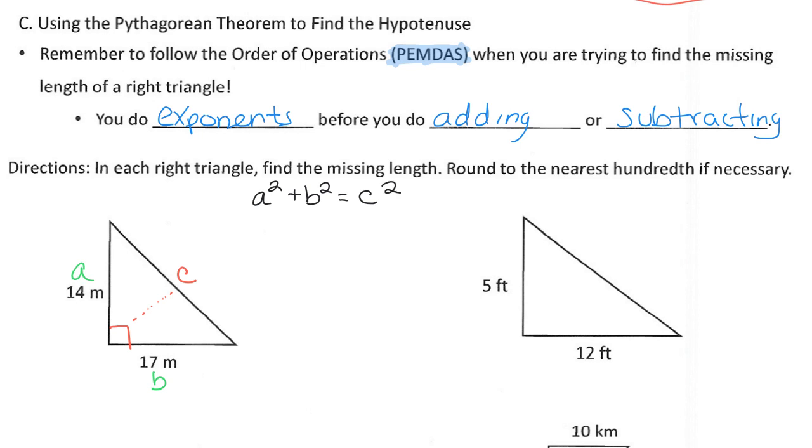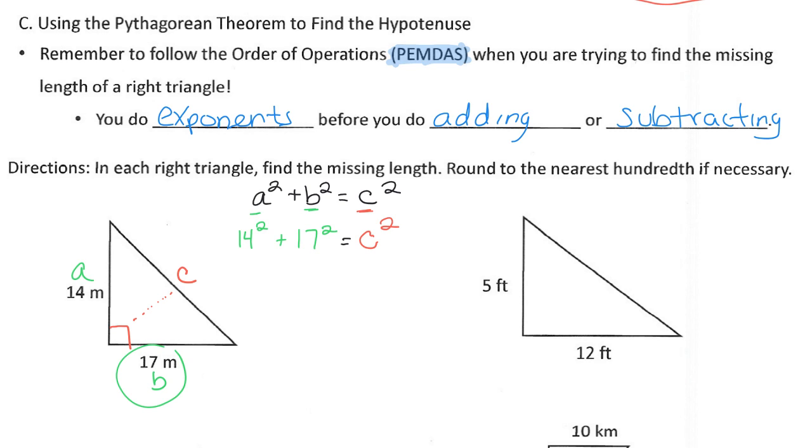Okay, so now we've labeled A, B, and C on our triangle. So now we just need to plug those in. A is 14 squared. B was 17 squared equals C, which we don't have, so we're going to leave it as c squared. This is where you need a calculator. If you don't have a calculator, pause this video and go get one. Okay, so pause it now, go get a calculator.